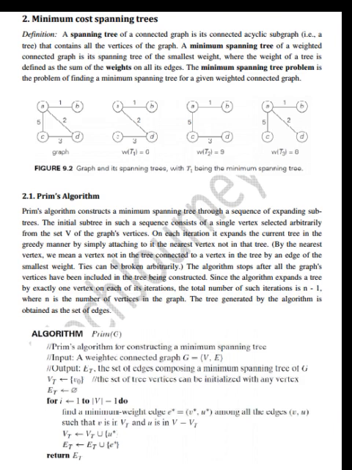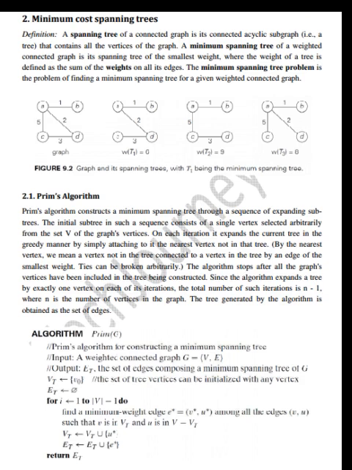The initial subtree in such a sequence consists of a single vertex selected arbitrarily from the set V of the graph's vertices. On each iteration, it expands the current tree in the greedy manner by simply attaching to it the nearest vertex not in that tree. By the nearest vertex, we mean a vertex not in the tree connected to a vertex in the tree by an edge of the smallest weight. Ties can be broken arbitrarily.